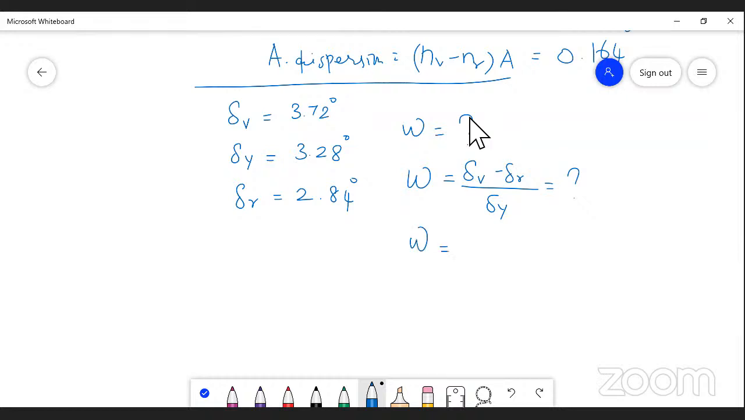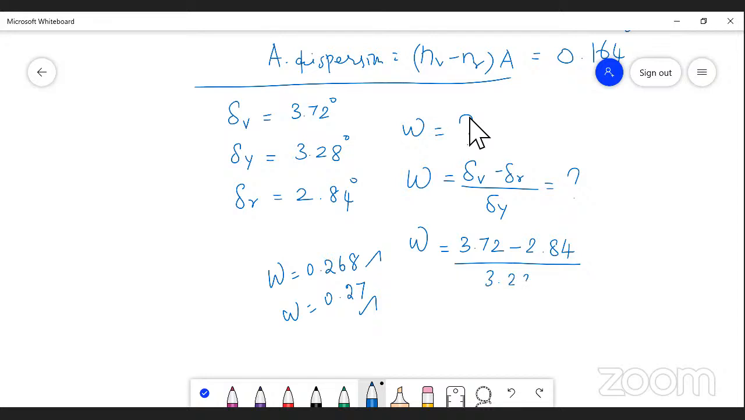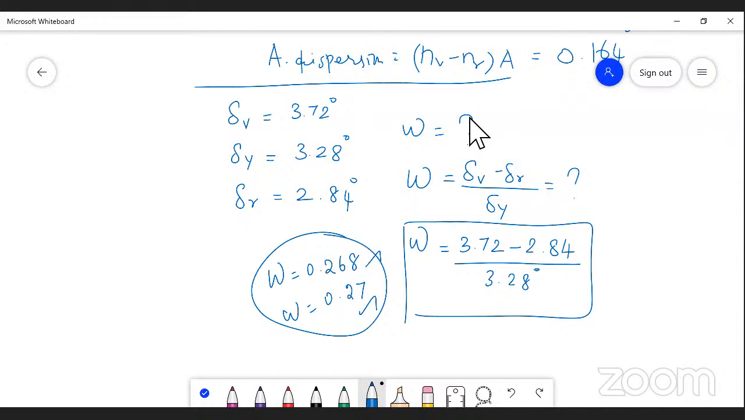Omega is equal to del V minus del R divided by del Y. What is the value of del V? 3.72 minus 2.84. Del Y is equal to 3.28. Omega is equal to 3.72 minus 2.84 divided by 3.28. The final answer is equal to 0.268 or 0.27. Very good.